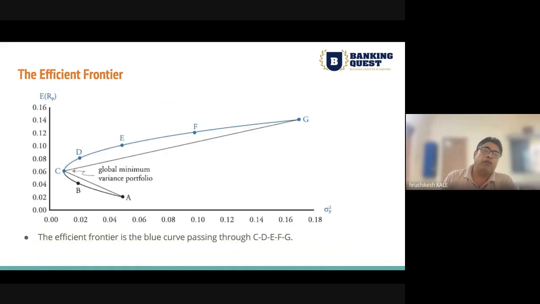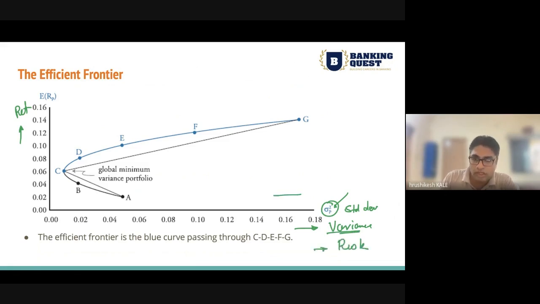Now, again, on y-axis, you have returns. On x-axis, you have variance. Always remember, this is not standard deviation. This is square of standard deviation, and square of standard deviation is called variance. But again, this is a measure of risk itself. So on x-axis you have risk, on y-axis you have return.